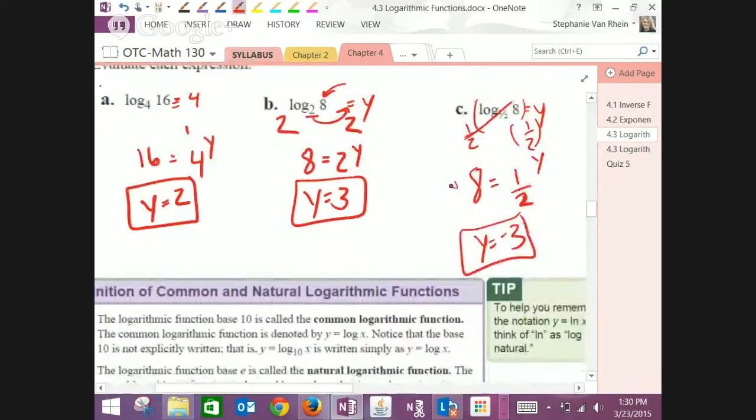And that's another reason why it might be beneficial to write it this way. So you can say, oh, I have a half. I need to get to 8, so I know it's going to be negative. And then 2, 4, 8. So my power's 3, but it's negative since it's a half to start with.